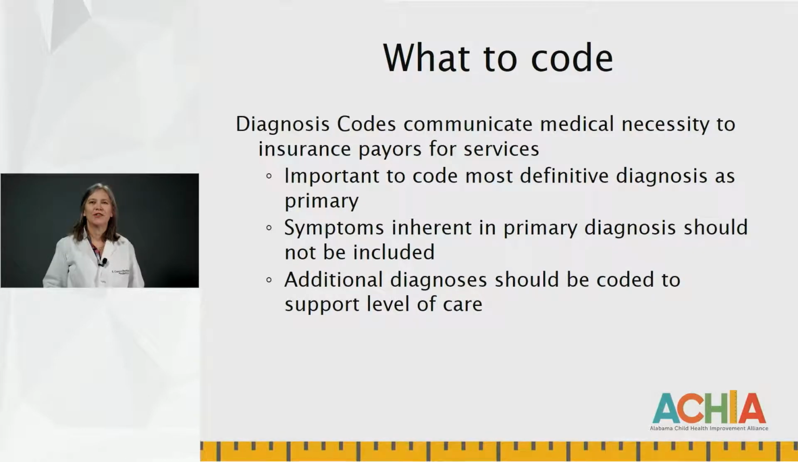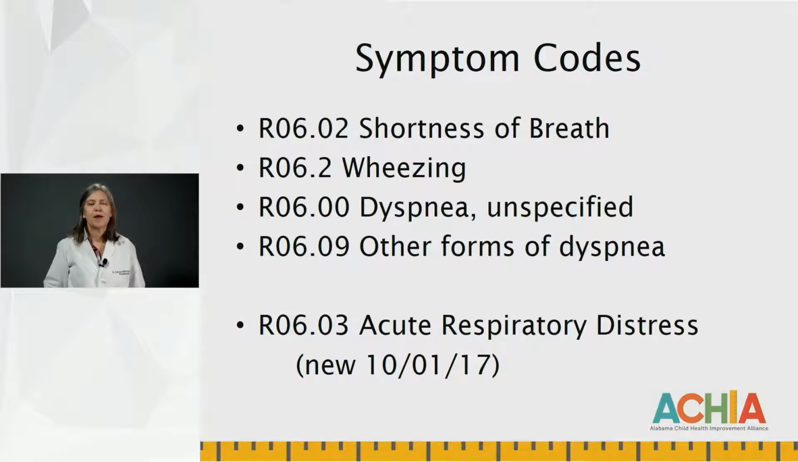So what should you code? Diagnosis codes communicate medical necessity, and it's important that you code the most definitive diagnosis as primary. The symptoms that are inherent in the primary diagnoses should not be included, but you should code additional diagnoses that support the level of care. So sometimes you will need to use symptom codes. You may be familiar with the codes for shortness of breath, wheezing, dyspnea, but you need to know about R06.03. That is a new code for acute respiratory distress. So it gets away having to use an unspecified code to support your level of care.